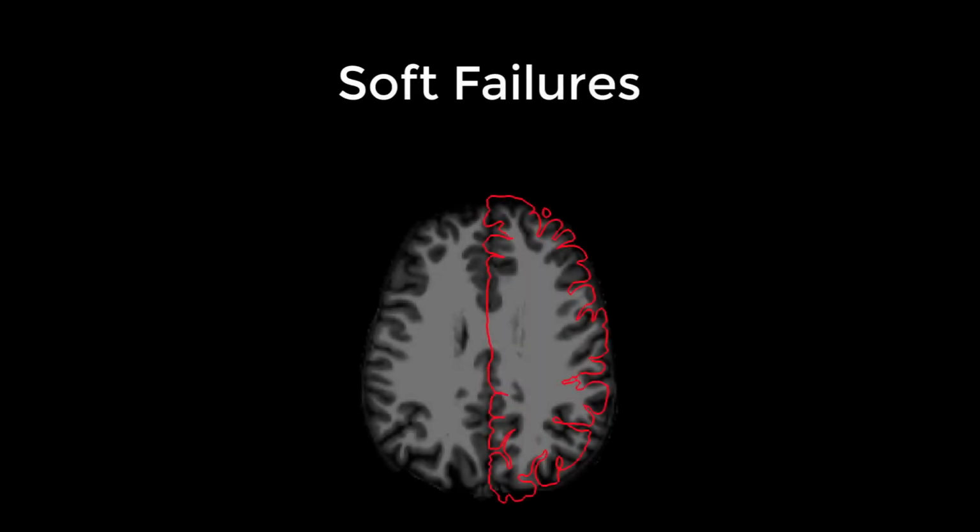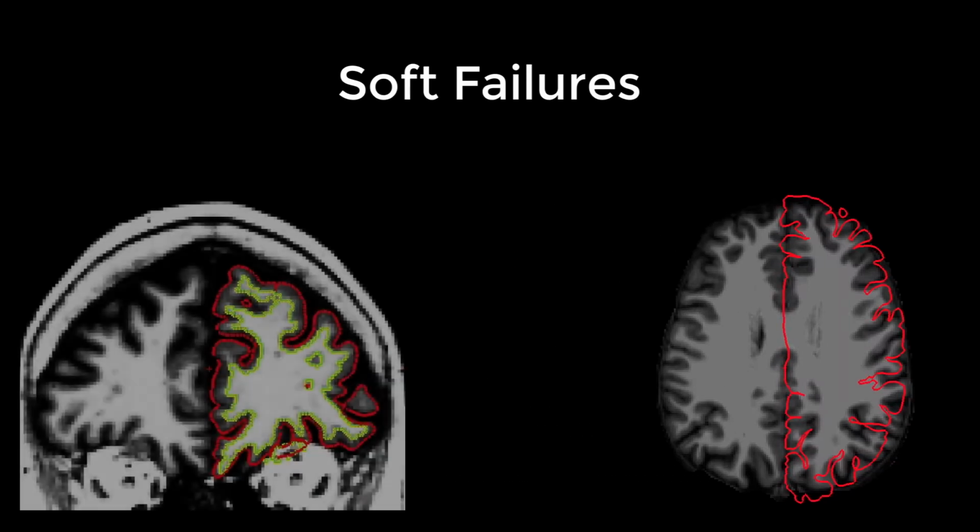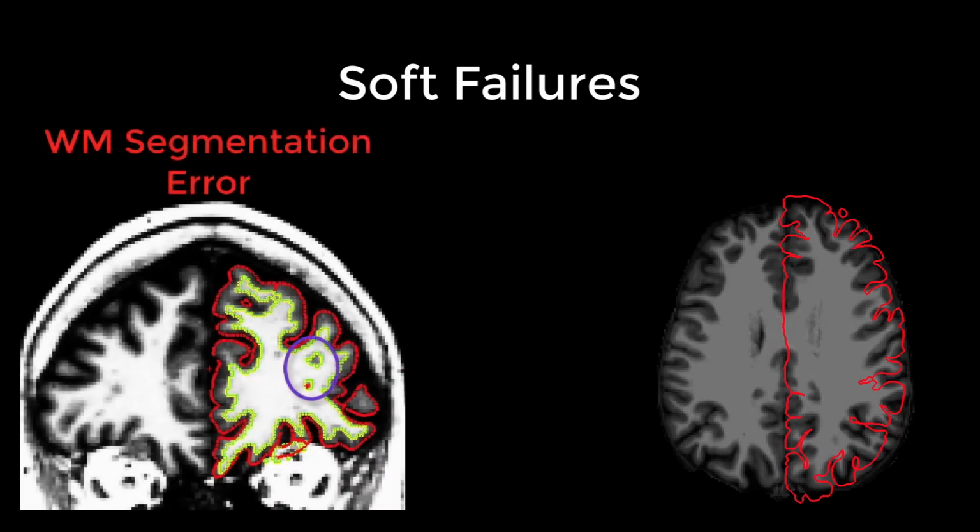More common are soft failures, when Recon-All completes successfully, but there are still errors in the surface reconstruction. The result is either 1. Inaccurate segmentation of the white matter, or 2. Inaccurate peel surface reconstruction. Fixing this requires editing the volume, because it is not possible to edit the surfaces directly.